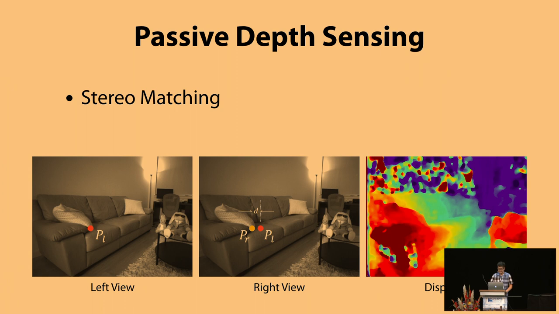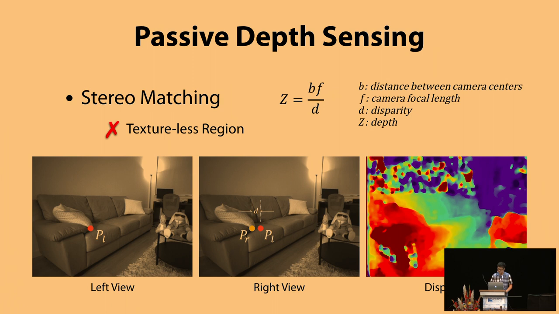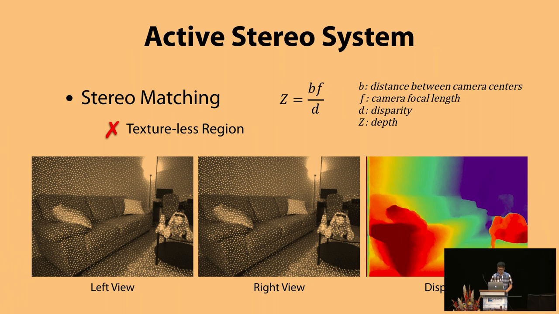A common failure case for the stereo system is the textureless region, where no discriminative feature can be found to build reliable correspondence. As a solution, we could have an IR projector cast a random dot pattern into the whole scene such that we have texture everywhere. Such a setting is called an active stereo system.